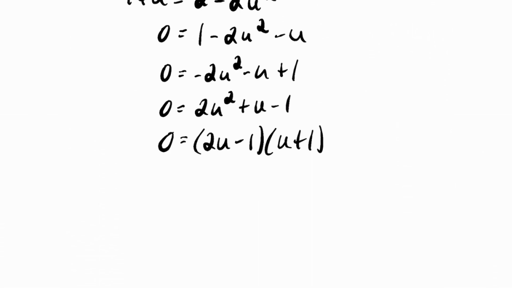If I'm confident that I'm doing it right, maybe I don't need to do that. And now, another alternative is just use the quadratic formula. If you want to, you can use that. Anyway, now I can separate these two factors. So 0 equals 2u minus 1.